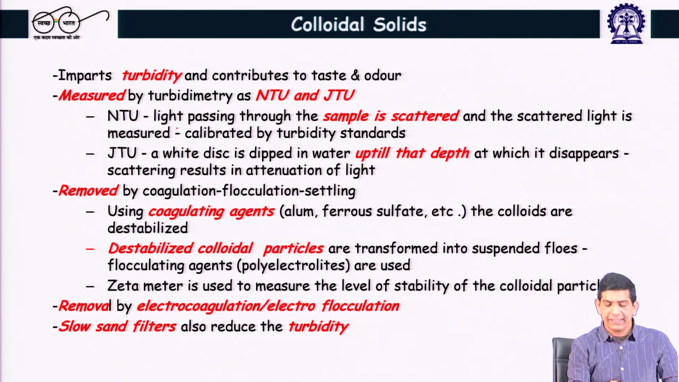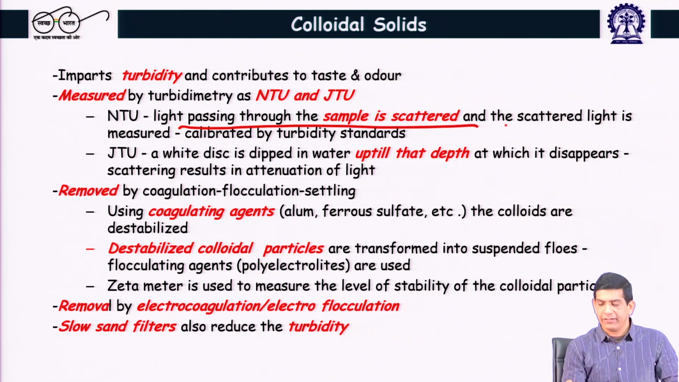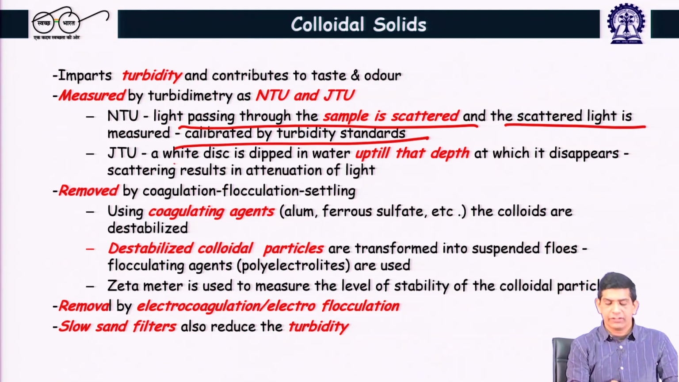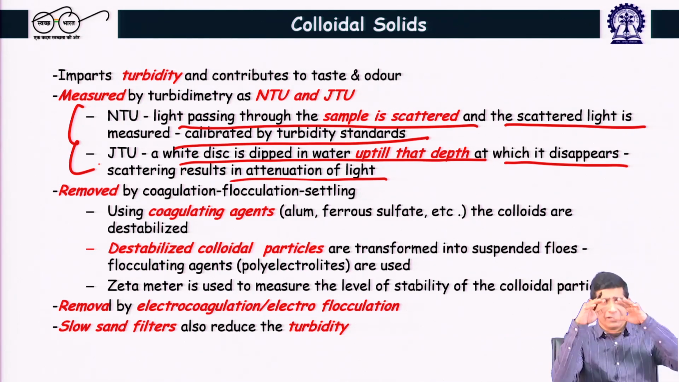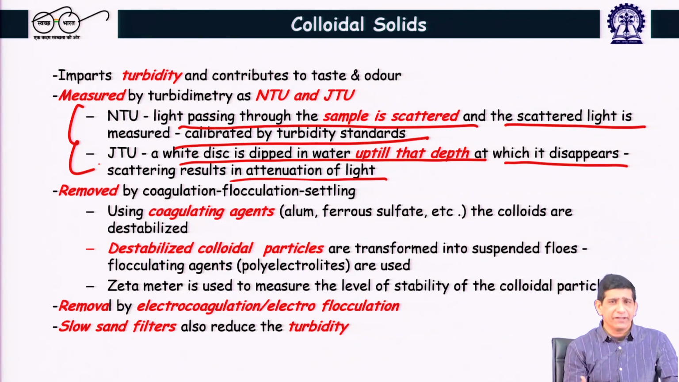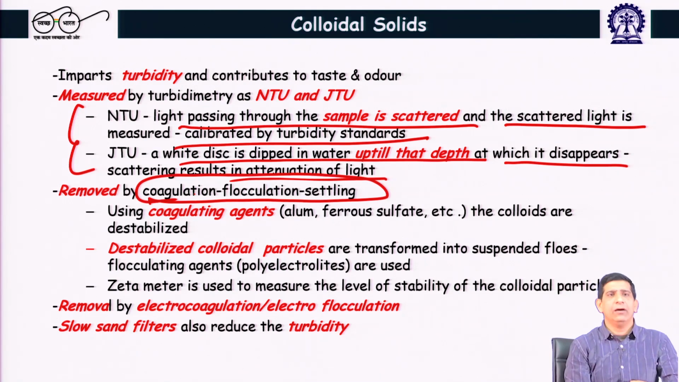Essentially it tells you light passing through the sample is scattered, and the scattered light is measured by a turbidity standard. JTU is also a white disk dipped uphill, the depth at which it disappears. That is also measured in terms of turbidity as well. So, turbidity is because of the suspended matter. Suspended matter can be let to settle down, and if it gets difficult to settle down, we add some coagulants. So, flocculation is done to get those settleable material out.